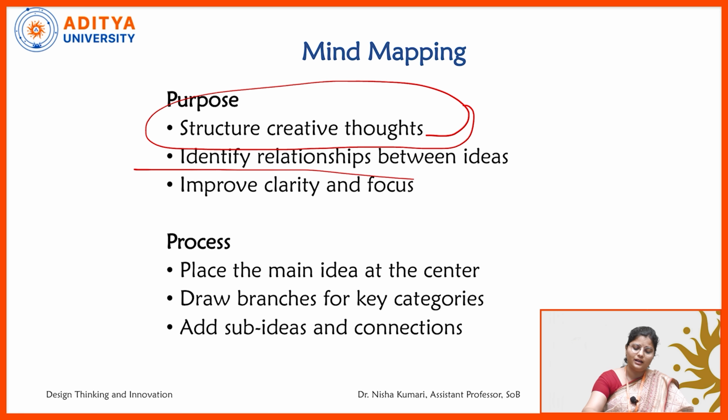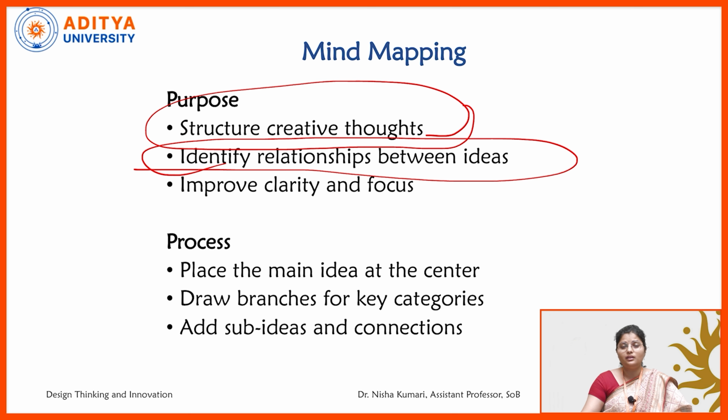Then we are able to understand the relationship between the ideas. Like if someone is facing some kind of problem, by mind mapping we are able to understand, okay, this problem is being caused by so and so reason. So now we are going to refer to that particular reason, and by referring to those reasons we are going to generate some ideas, and those ideas we are going to link with the main idea also.